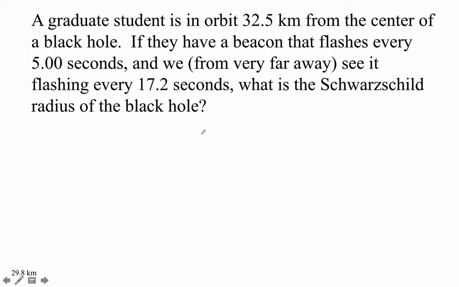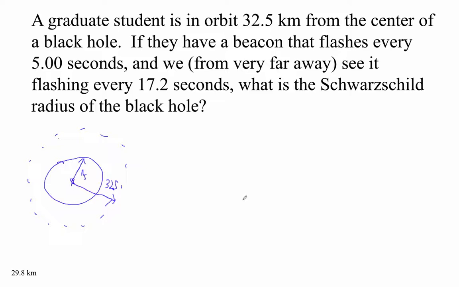Okay, a graduate student is in orbit 32.5 kilometers from the center of a black hole. So let's draw a couple of circles here. Let's imagine that this is the singularity, and here's our Schwarzschild radius. Of course, if we can see this person, they're outside the event horizon. So they are 32.5 kilometers away in their little spaceship, right?